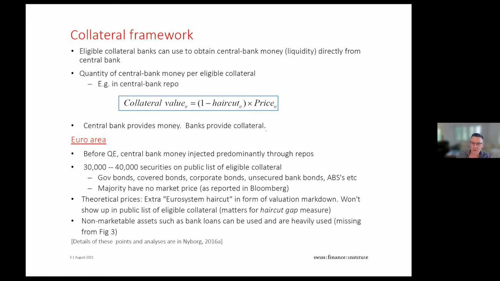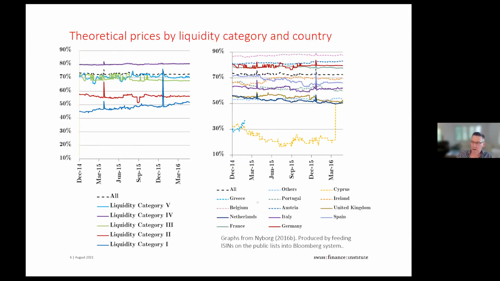So what the ECB says is, if there is no price in the market, then we will use a theoretical price. Over time, they got concerned about this, and so they started to dictate that if a theoretical price is used, then one should apply a valuation markdown in addition to the haircut. This valuation markdown does not show up in the public list of eligible collateral. So it's really like an extra haircut, and this is not included in your measures. At least there's no discussion of this whatsoever, so I presume that it's not included in your measures. That's a huge estimation error of this key variable. This is especially a concern for bank bonds, and also non-marketable assets like bank loans, as we heard before, which can be used and are heavily used in these things.